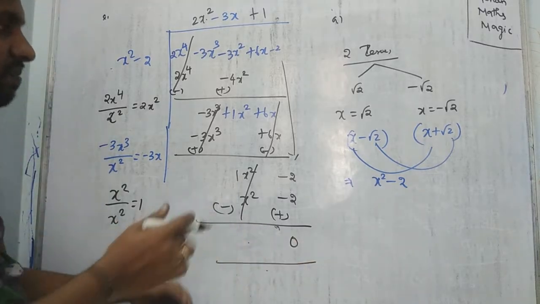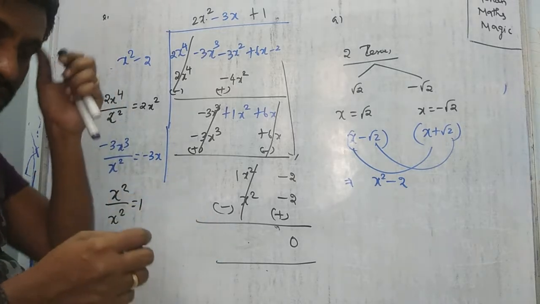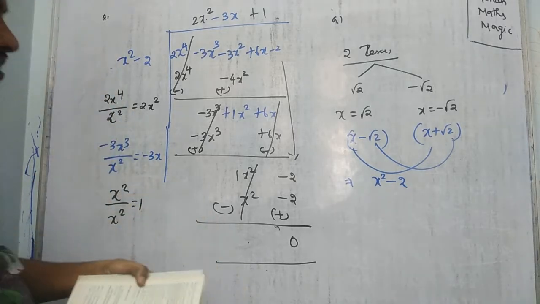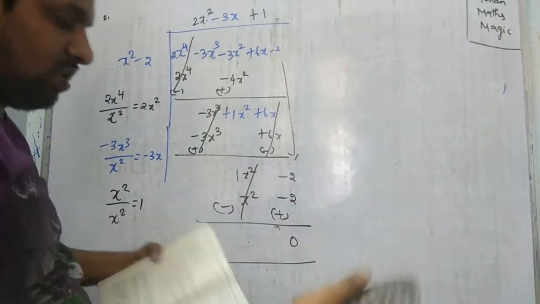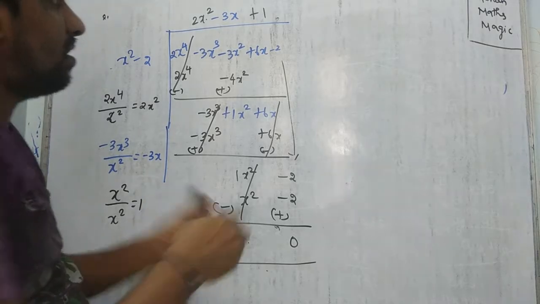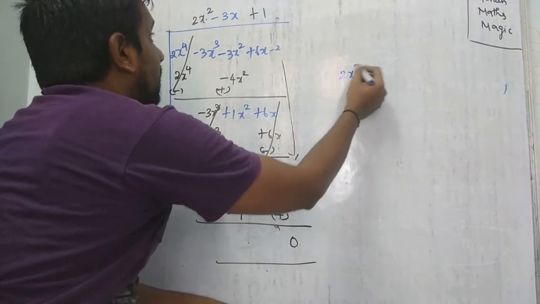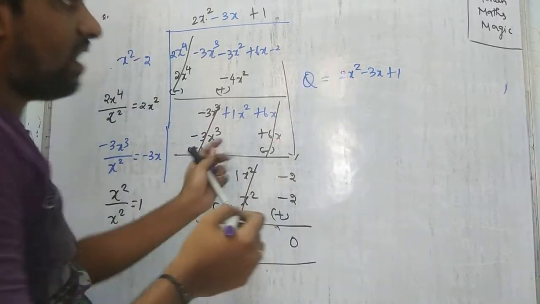So if the remainder is 0, then only you have to go for the next one. Once the remainder is 0, then only you have to equate the quotient. What is the quotient? 2x square minus 3x plus 1. This is the quotient. Find the other zeros.